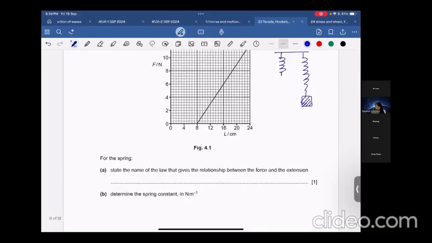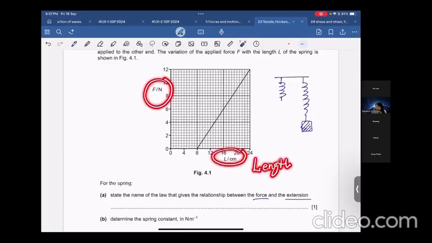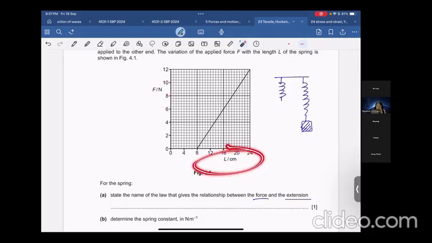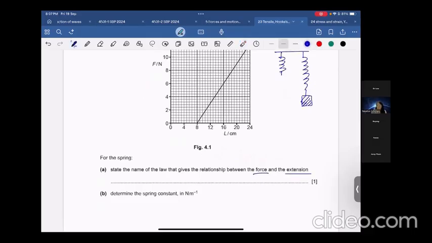State the name of the law that gives the relationship between force and extension. In this graph, here is force. But this one, they say L, length. They're not calling this extension. Okay? If this part is extension, it must be a straight line passing through origin. But this is length. So what is the name of the law that gives a relationship between force and extension?